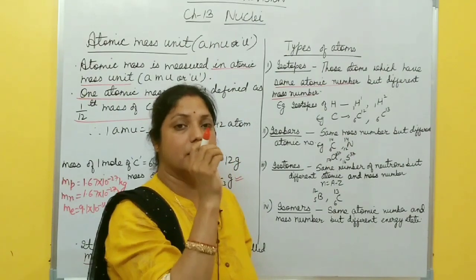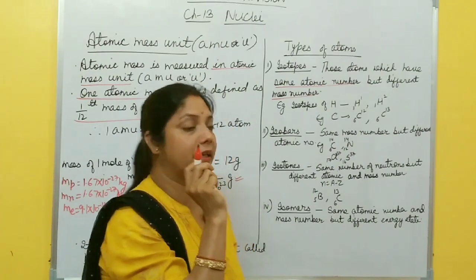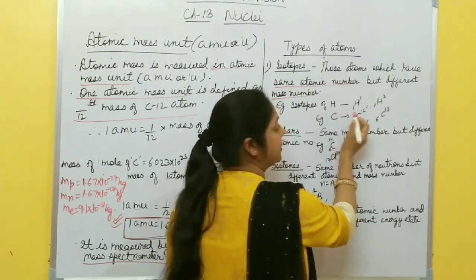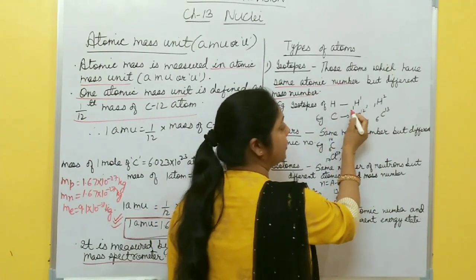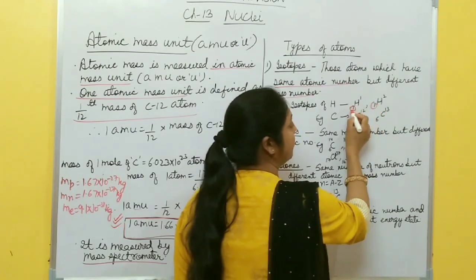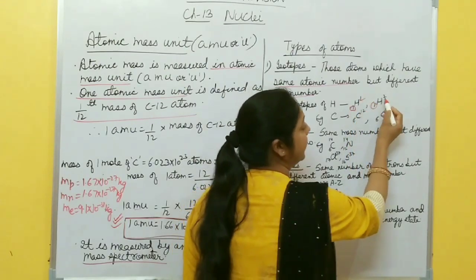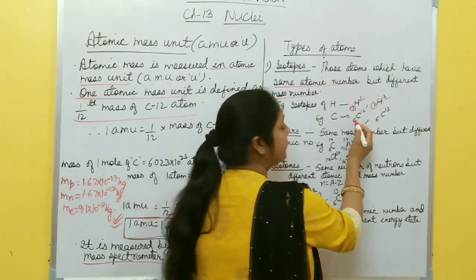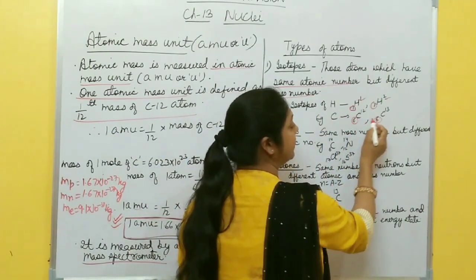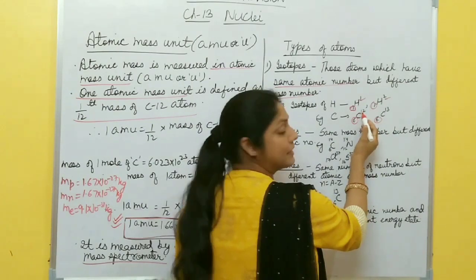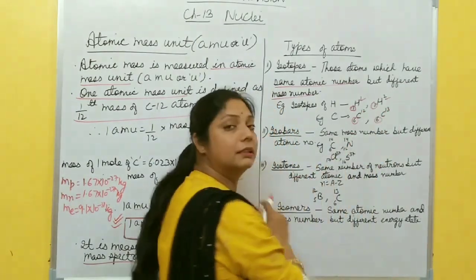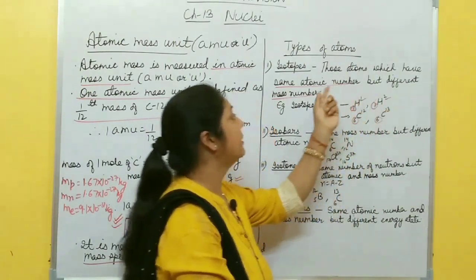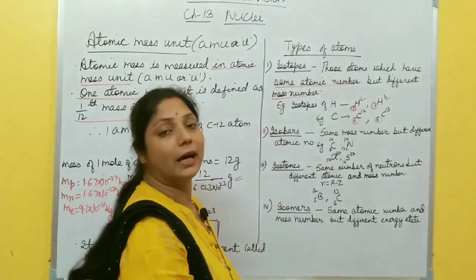Different atoms or their nuclei that have the same atomic number but different mass number are called isotopes. Like here, isotopes of hydrogen: atomic number is what? 1 here and 1 here also, but their mass number is different. Here 1 and here 2. Again, isotopes of carbon: atomic number of carbon is 6, but one has mass number 12 and another has mass number 13. So if atomic number is the same and mass number is different, that type of atoms or nuclei are called isotopes.